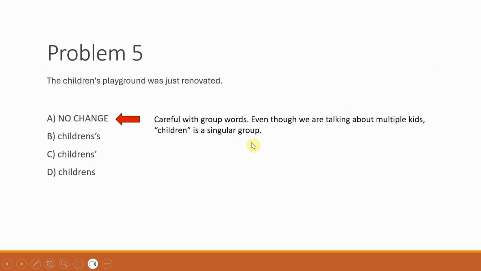Same thing with something like people. Well, that's talking about several different persons. People is a group word for one group. So I'm still going to use the rule for a singular word and put the apostrophe before the S. It's not very common, but it can be a little tricky when you see that.